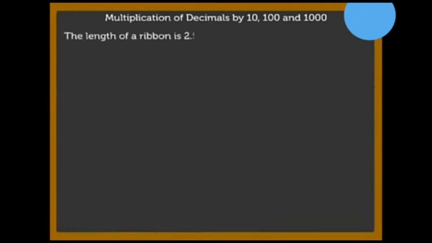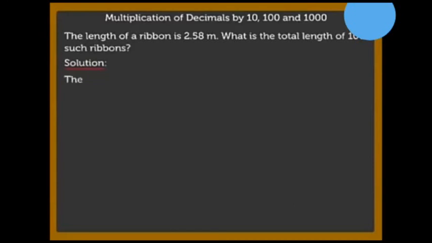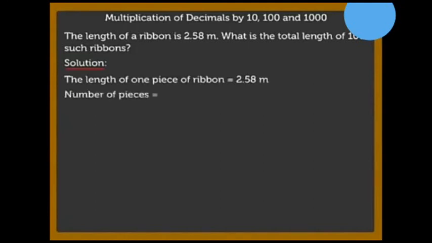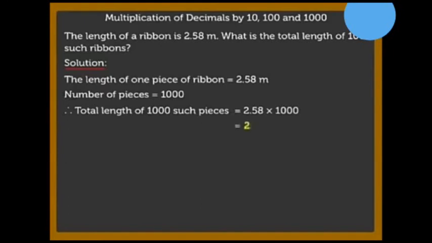The total length of a ribbon is 2.58 meters. What is the total length of 1000 such ribbons? Let's write the statements first. The length of one piece of ribbon is equal to 2.58 meters. Number of such pieces is equal to 1000. Therefore, total length of 1000 such pieces is equal to 2.58 into 1000. On multiplying, we get the answer as 2580. Thus, the total length of 1000 such pieces is 2580 meters.